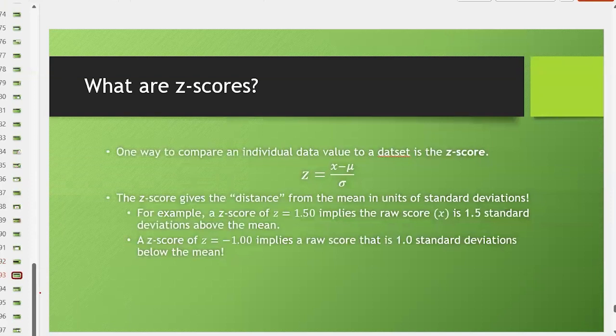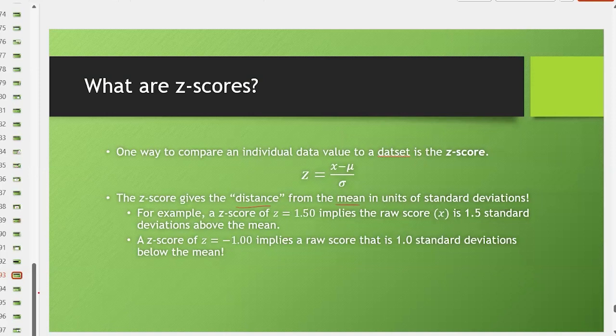So a z-score is essentially a way to compare values to a data set. If we're talking about something like the average height of people, you could take someone's height, compare it to the population average, and determine a z-score, a way of measuring a difference from the average. A z-score just gives you the distance from the population mean value in units of standard deviations. How many standard deviations above or below the mean?